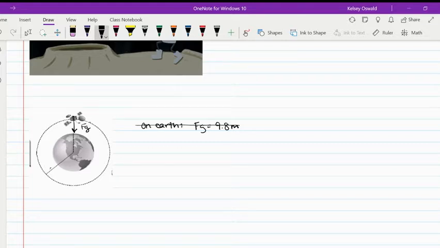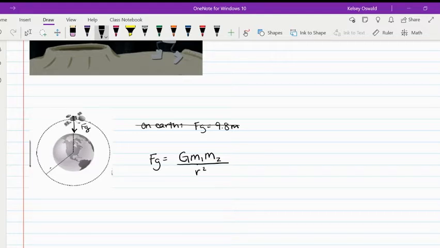Okay. So that 9.8 times your mass is actually a much more simplified version of a more elaborate equation, where our force of gravity is equal to a gravitational constant G times the mass of one object that we're looking at, in this case our satellite, times the mass of the other object that is experiencing that force of gravity, which in this case could be the Earth, divided by the radius or the distance between their centers squared.